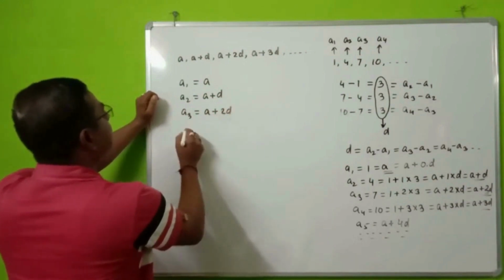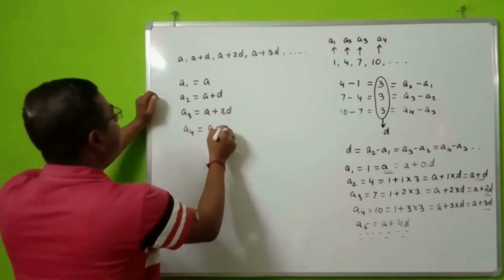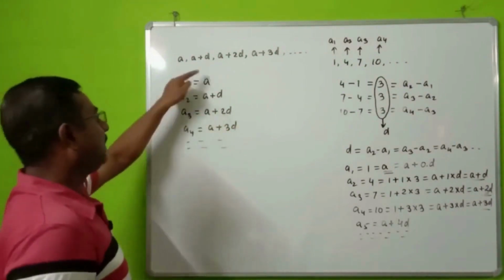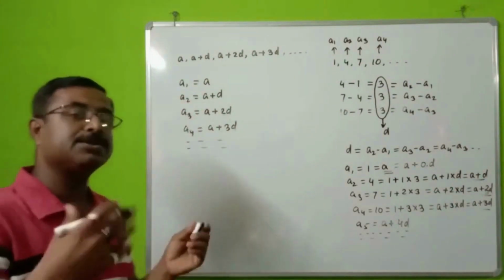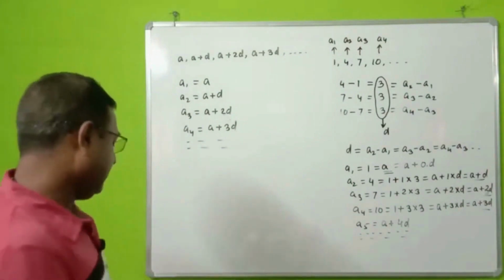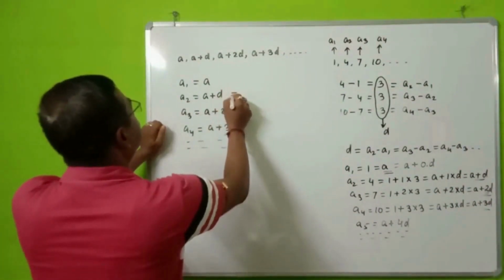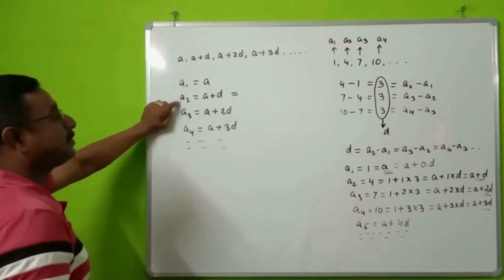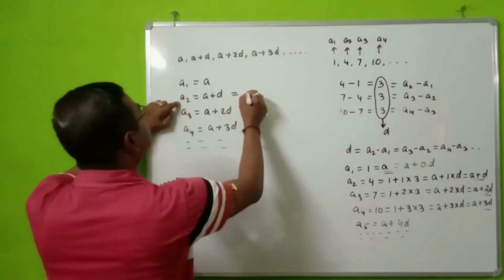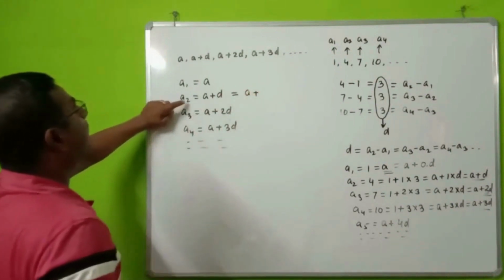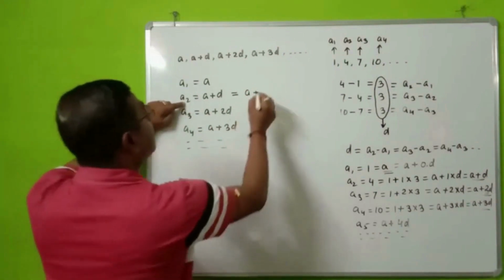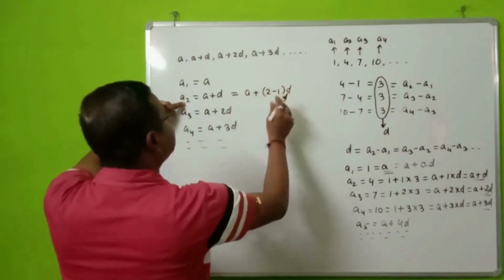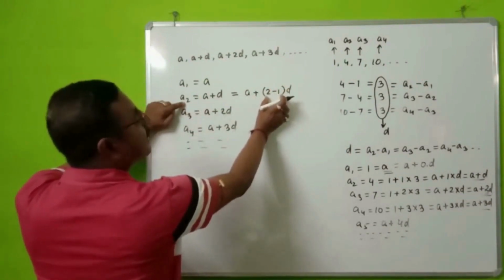Then the next term is a4, which we have written as a plus 3d, and in that way we have continued. Now what we have written, a plus d, a plus 2d, we will also represent in terms of another pattern. See this second term, a plus d. We will write it in terms of the number of the term. Here the number of the term is the second term, so it can be written as a plus 2 minus 1, which is 1, into d.